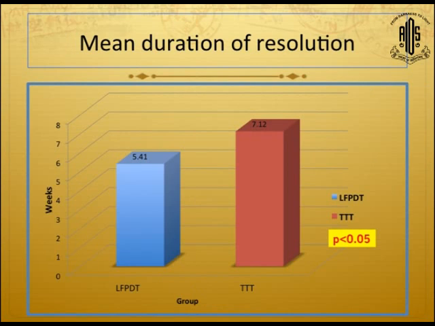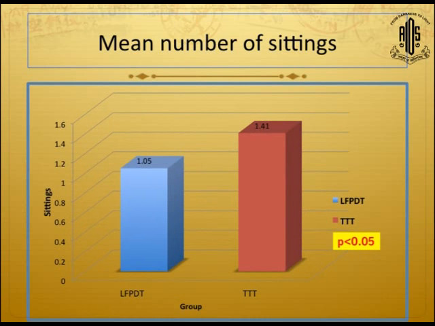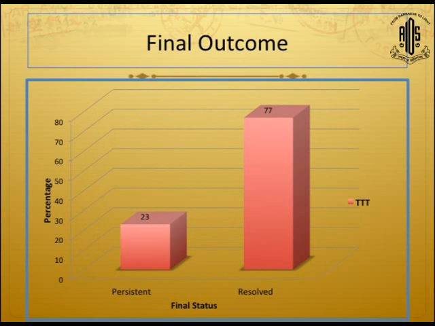So just a short comparison we did with what Ronnie sir had presented in low fluence PDT. As I said earlier, it remains the mainstay. The mean duration of resolution was almost 5.41 weeks in low fluence PDT. However, in TTT it was 7.12 weeks. The mean number of sittings was again statistically significant: low fluence PDT almost required just a single sitting, whereas in TTT we might require around 1.41 mean sittings. In final outcome for our TTT patients, almost 77% resolved and 23% remained persistent.